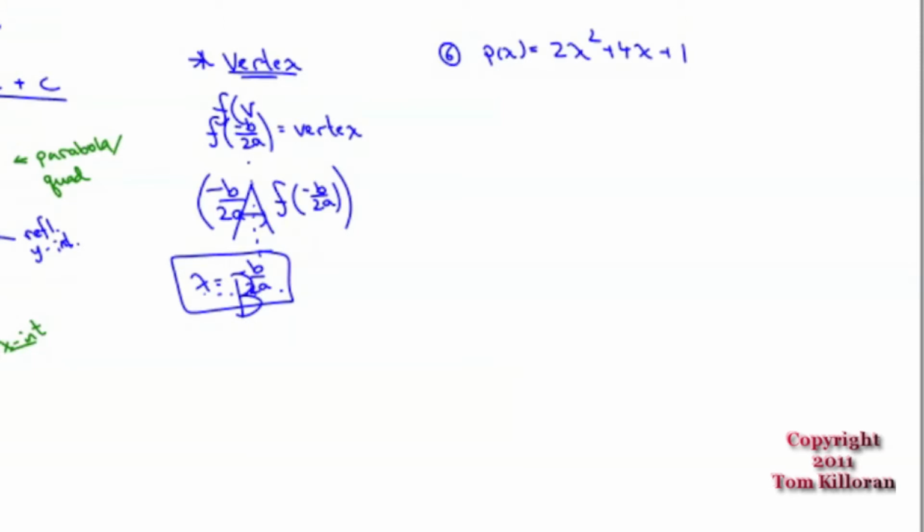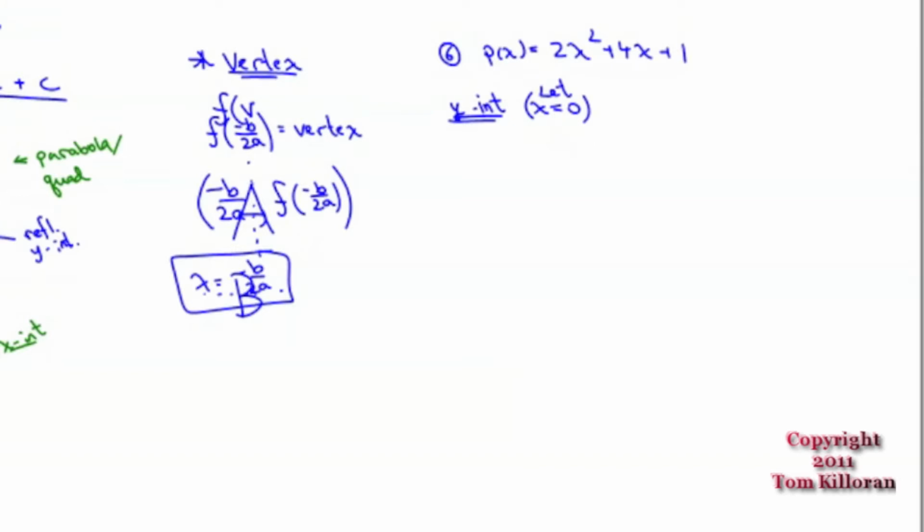How do you find the y-intercept of a graph? Where it crosses the y-axis. But if you're on the y-axis, what did we know? X is equal to 0. So to find a y-intercept, you're going to let x equal 0.